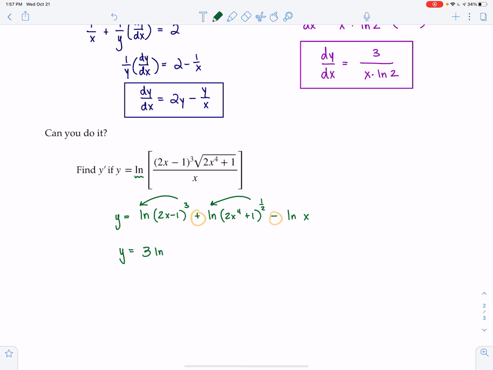3 times the natural log of 2x minus 1 plus 1/2 times the natural log of 2x to the 4th plus 1 minus natural log of x. I am going to let you take it from there. Those should be 3 relatively quick derivatives for you to take. And I have just one more problem for you to try out. Maybe 2. We'll see. Here we go.